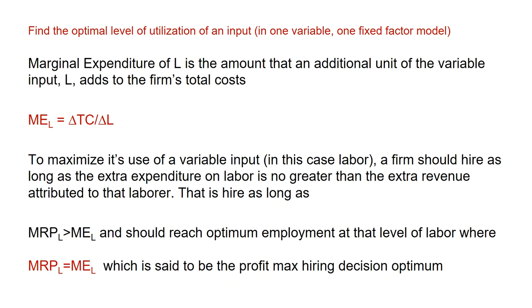So to maximize the use of a variable input like labor, we should hire as long as the extra expenditure on labor is no greater than the extra revenue attributed to that labor. That is, hire as long as the marginal revenue product of labor, the value of the worker, is greater than the marginal expenditure on labor, and that will help us get to the optimum level of employment, which occurs when those are equal. That last line, marginal revenue product of labor equals marginal expense on labor, is the profit-maximizing hiring decision. That is an optimum position to be in.